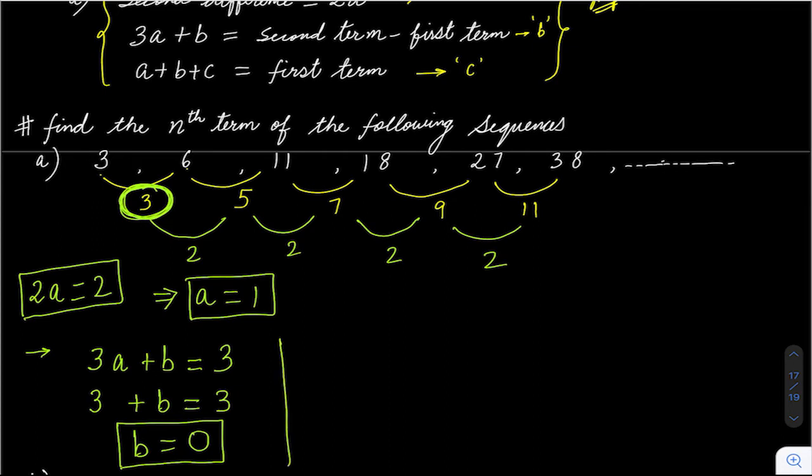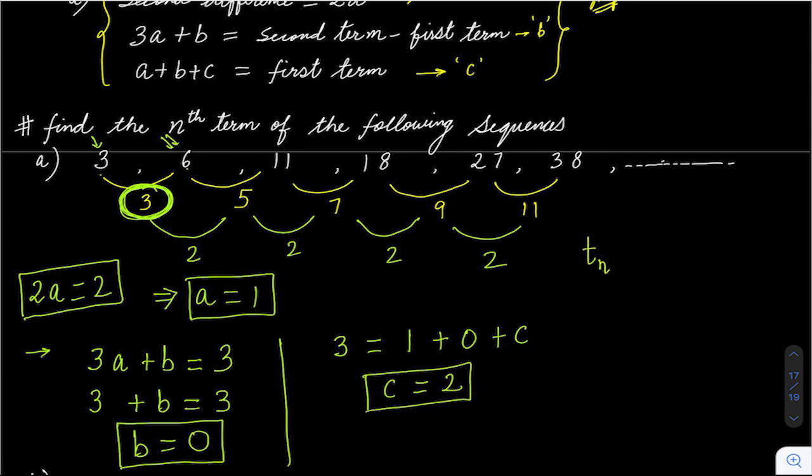Next, it says a plus b plus c is the first term. Now what is my first term? That is 3, right? This is my first term, this is my second term. So the first term is 3. So 3 is equal to a, that is 1, plus b, that is 0, plus c. So I am getting the c value as 2. Done. We just needed a, b, c.